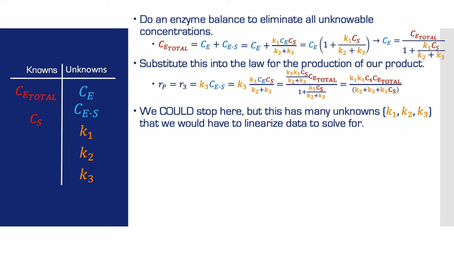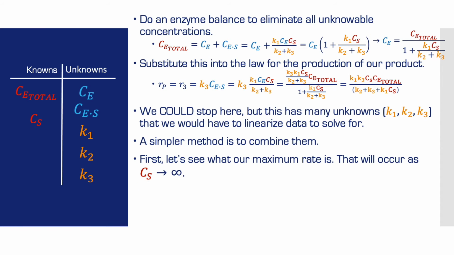We could stop here, but this is too many unknowns that aren't concentrations, K1, K2, and K3, that we would have to linearize data to solve for. A simpler method is to combine these reaction constants into one unknown value. First, let's see what our maximum rate is. That will occur as the concentration of our substrate approaches infinity, as our enzymes will have the greatest possible substrate to react with. Vmax is equal to the limit of Rp as Cs approaches infinity, which we know to be K3 times the total concentration of enzyme.